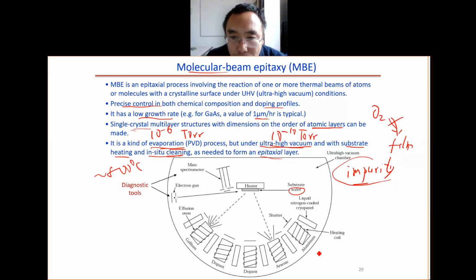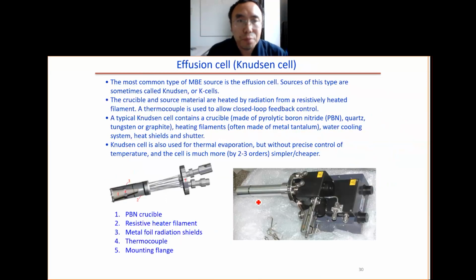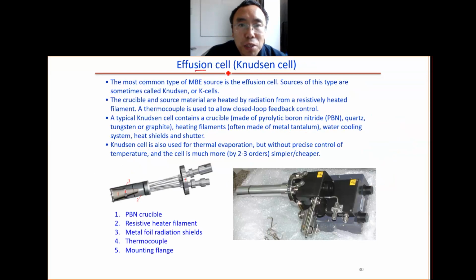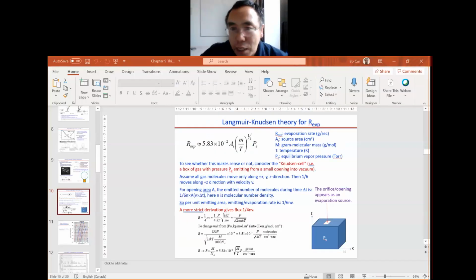So here's the setup. You have the sources of aluminum, arsenic, dopant, and gallium. Each of them is like an evaporation, but we have many elements evaporated onto the substrate at the same time. So the source here, what is this one? This one is called an effusion cell. It's also called a Knudsen cell. If you don't remember what the Knudsen cell is, this is the Knudsen cell, something like this.